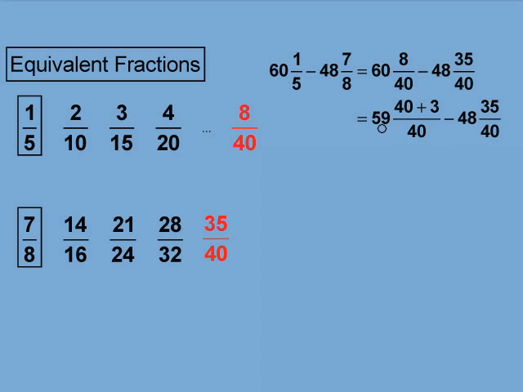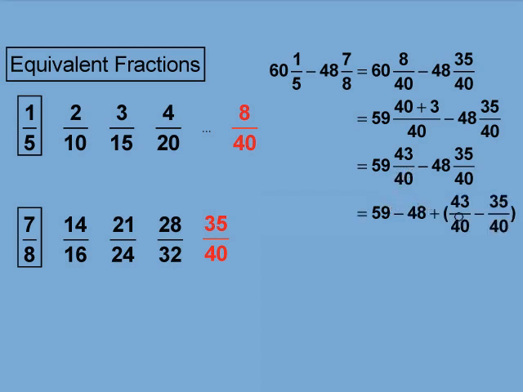The 60 becomes 59, and the fraction part is increased by 40 in the numerator. Simplifying, we get a fraction that is greater than 35/40. Now we can separate the whole number parts and fraction parts and calculate these separately as shown here. The result is 11 and 8/40, which can be further simplified to 11 and 1/5.